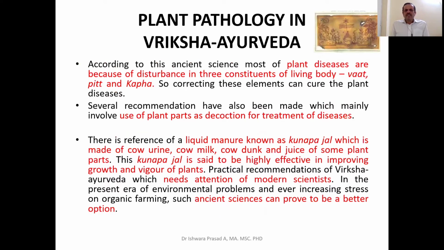According to this ancient science, most plant diseases are because of disturbance in the three doshas of the living body: vata, pitta, and kapha. The doshas should be in sama, in equilibrium. So correcting these elements can cure plant diseases. This is applied for human diseases too, and it is applied for plant diseases also.